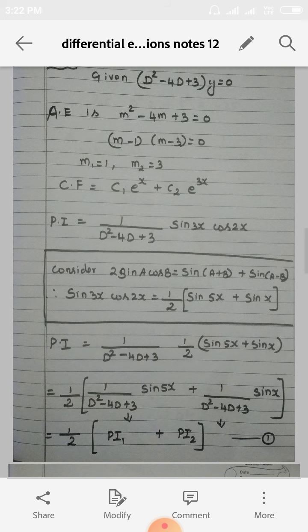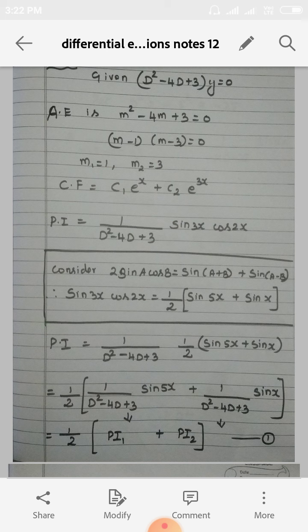Now write the particular integral 1 by d square minus 4d plus 3 into, what is the equation given? Sine 3x cos 2x. So you have to apply the formula 2 sine a cos b. What's the formula for 2 sine a cos b? Sine of a plus b plus sine of a minus b. So instead of a here we get 3x, instead of b we have 2x. So alright, just apply the formula.